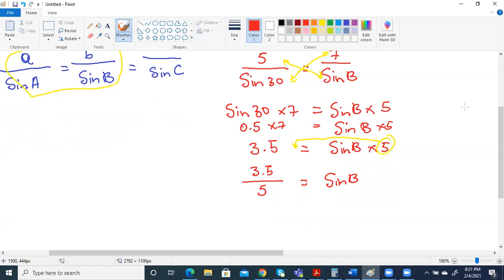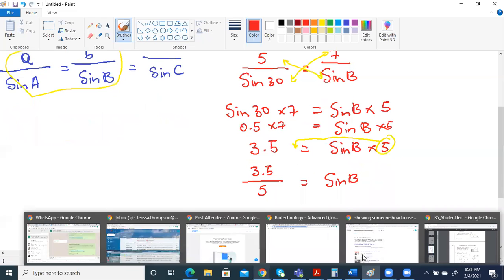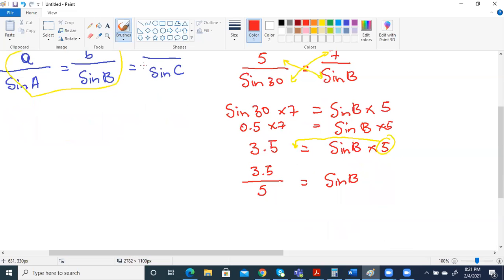Good. So just plug 3.5 divided by 5 into a calculator. How much do you get? 0.7. So 0.7 equals sine B. We still don't get the B yet, which is the angle that we want, because it's attached to sine.